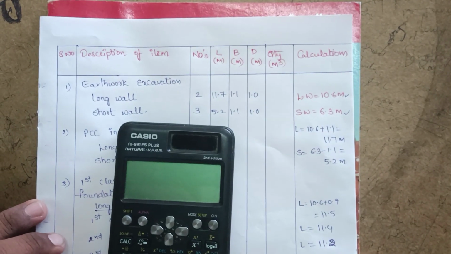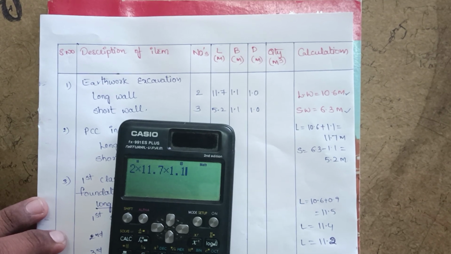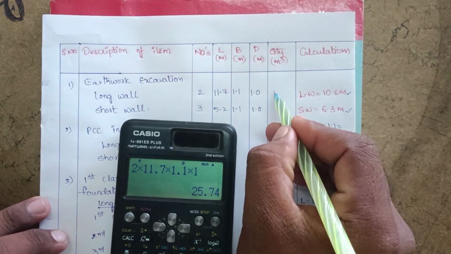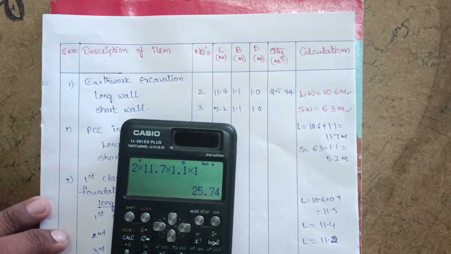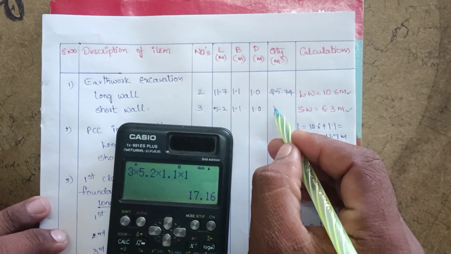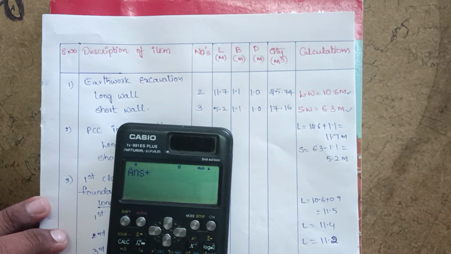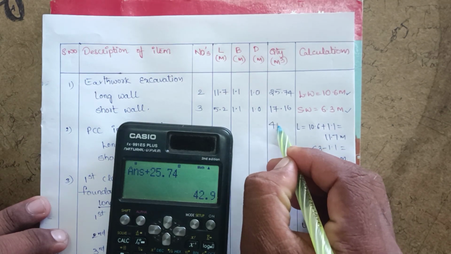Here the total quantity is 2 into 11.7 into 1.1 into 1, which is 25.74. And for the short wall, 3 numbers into 5.2 meters into 1.1 meters into 1, which is 17.16 cubic meters. The total quantity is 42.9 cubic meters.